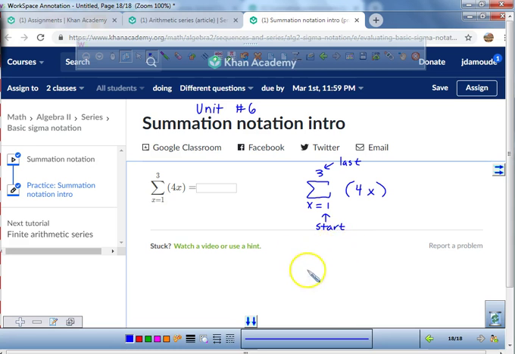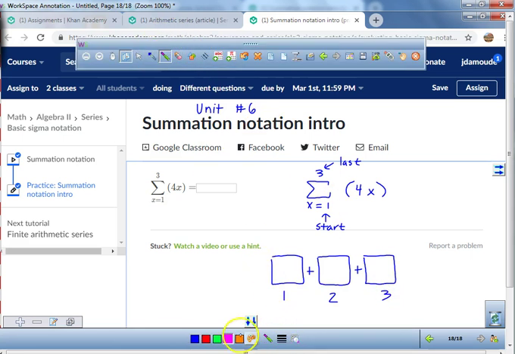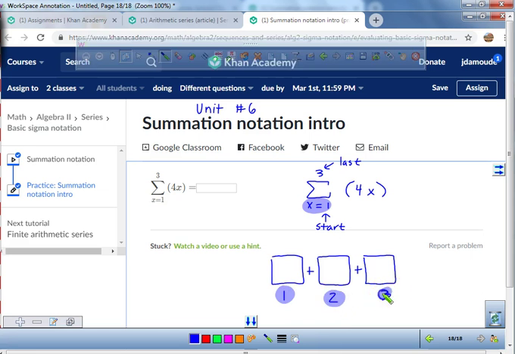Now, what we're going to do is put 3 little boxes. Put a box 1, a box 2, and a box 3, with a plus in between. This is going to be our first term, this is going to be our second, this is going to be our third. So what's the very first number we're going to plug in? We're going to plug in a 1, then a 2, then a 3. And we're ending there because we're starting with a 1 and finishing with a 3.